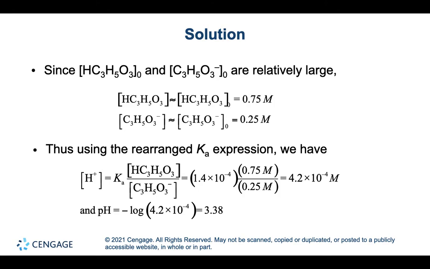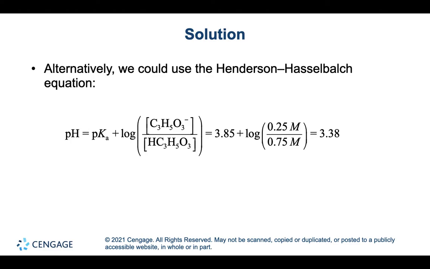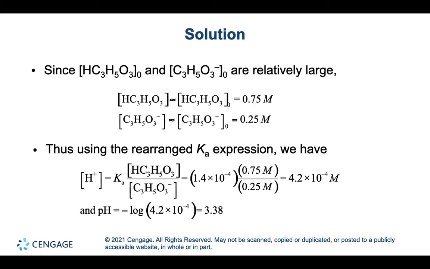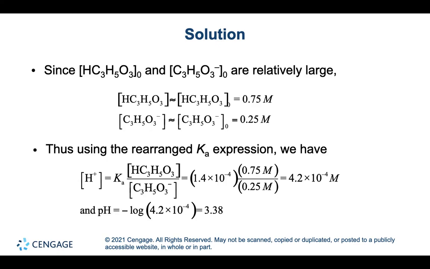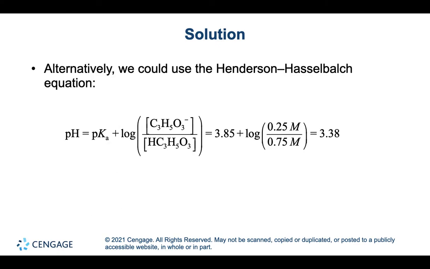Now, more quickly, you could just plug into the Henderson-Hasselbalch. pKa, the negative log of the Ka. 1.4 times 10 minus 4 is your Ka. The negative log of 1.4 times 10 minus 4 is 3.85.